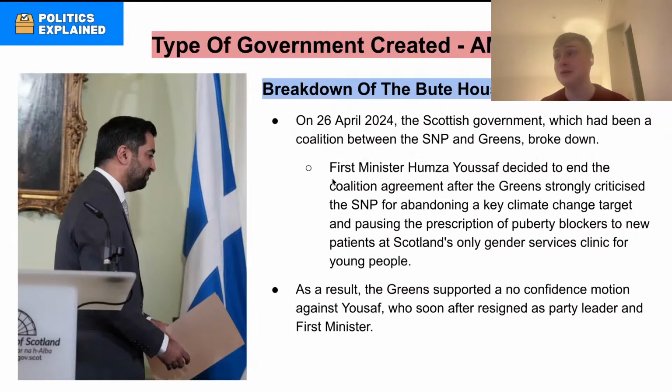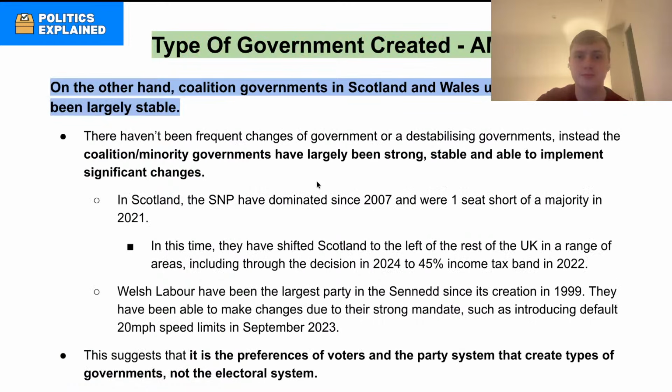There's also been instability in recent years. The Bute House Agreement collapsed in 2024 due to disagreements between the SNP and the Greens. And this is a key argument people often make in favour of first past the post and against more proportional systems, that they're much more likely to have coalitions that are unstable, effectively. The First Minister, Humza Yousaf, was brought down.